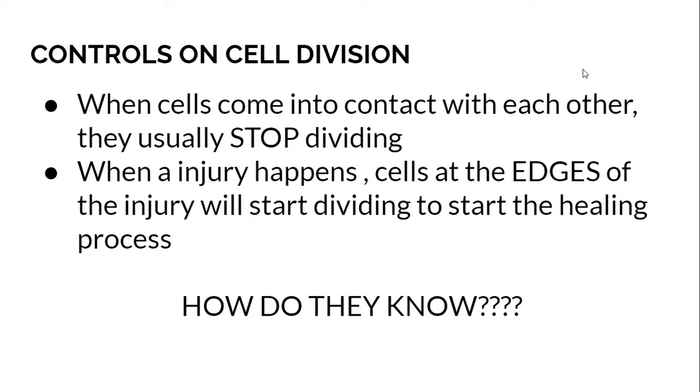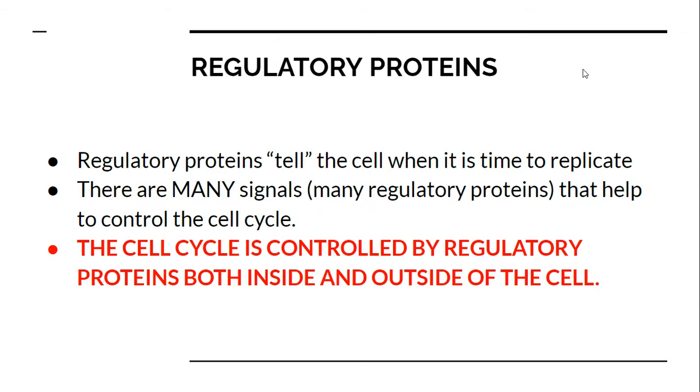But the question is, how do they know to do this? How do they know when to stop? How do they know when to start up again? And the answer is regulatory proteins. Regulatory proteins basically are going to tell the cell when it is time to replicate. And also, the flip side of that is when it's time to stop as well.